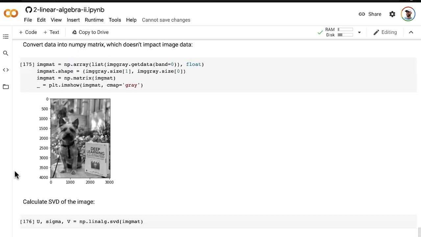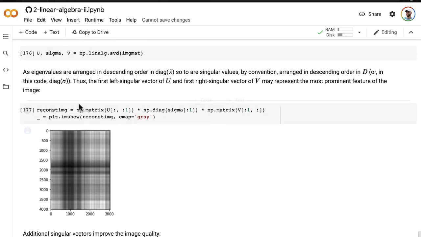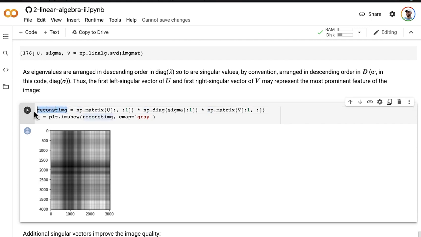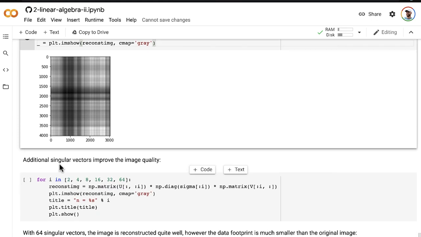All right, so that allows us to reconstruct the image using a very small amount of data. And we can plot that image out. And all right, I admit, with one set of singular vectors and one singular value, this doesn't really look like a reconstructed image. But we can add additional singular vectors to improve the image quality.